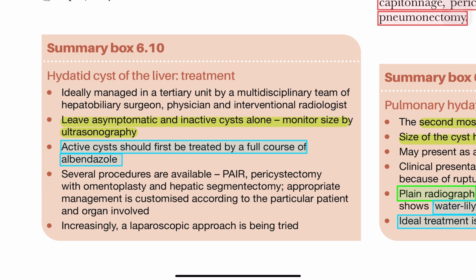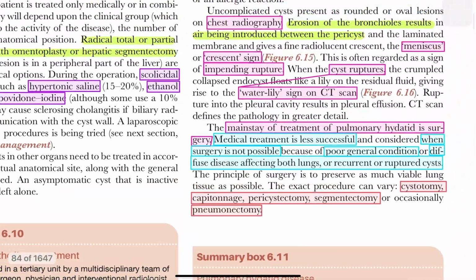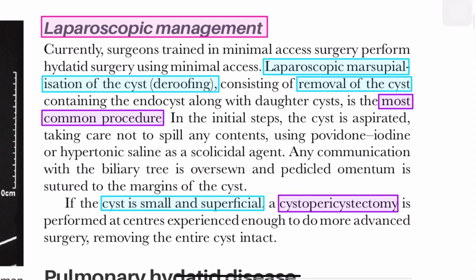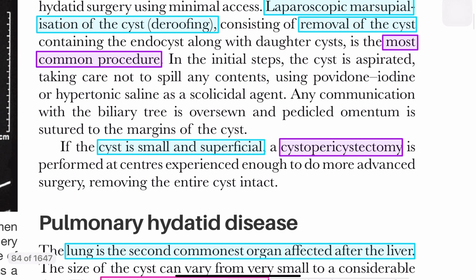Active cyst should first be treated with a full course of albendazole. In laparoscopic management, you should do laparoscopic marsupialization of the cyst, that is called deroofing, and removal of the cyst, the most common procedure. And if the cyst is small and superficial, a cystopericystectomy should be performed.